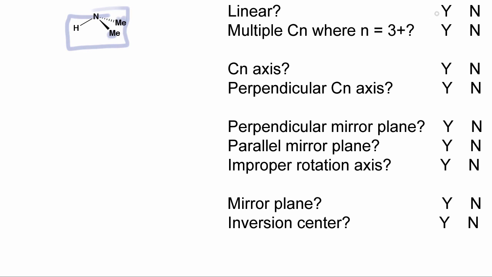And so if we go through the flowchart again, we can see linear, no. Multiple CN axes, no. Do we have a CN axis? No, we do not. And so because of that, we can skip all of these right here. And then we go to the next question, which is, does it have a mirror plane? Yes. And so because it has a mirror plane, it has CS symmetry. So it's a CS in the CS point group.